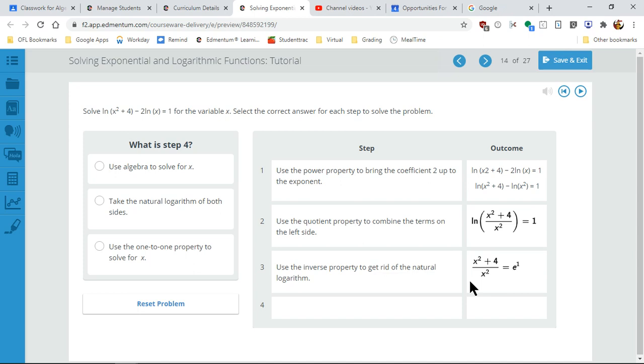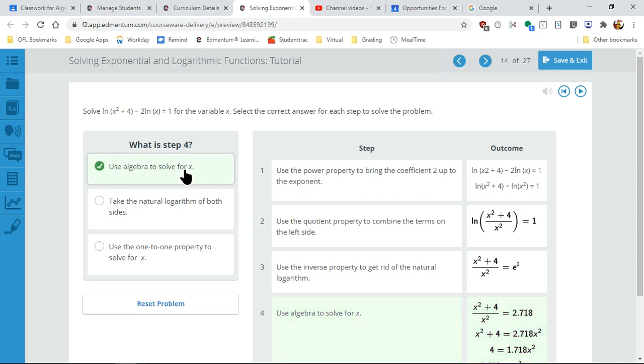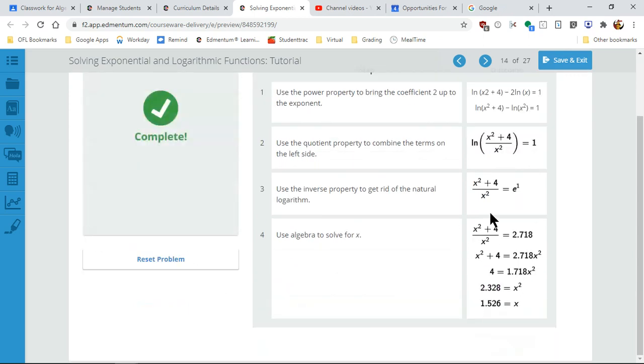We can multiply e^x by both sides. So this says one-to-one. We can't use one-to-one exactly yet. Take the natural log of both sides? That's the opposite of what we want to do. We already did that. So we just solve for x using algebra. And unfortunately, that's all they do. They just say, oh, just use algebra to solve the rest.